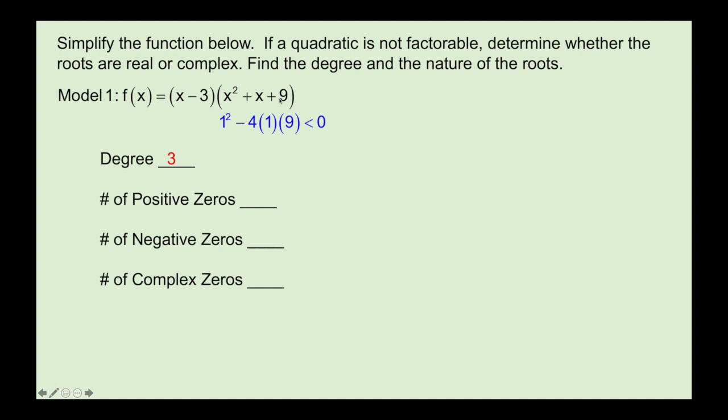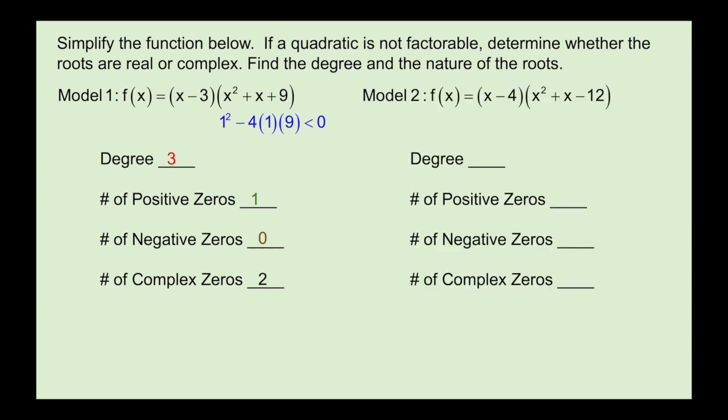So again, the degree was 3. We had the 1 positive zero from the first set of parentheses, that first factor there, and then no negative zeros. And then we are going to get 2 complex zeros. And this time we're not trying to find those complex zeros. We just want to indicate that there are 2. So do the same thing with model 2.